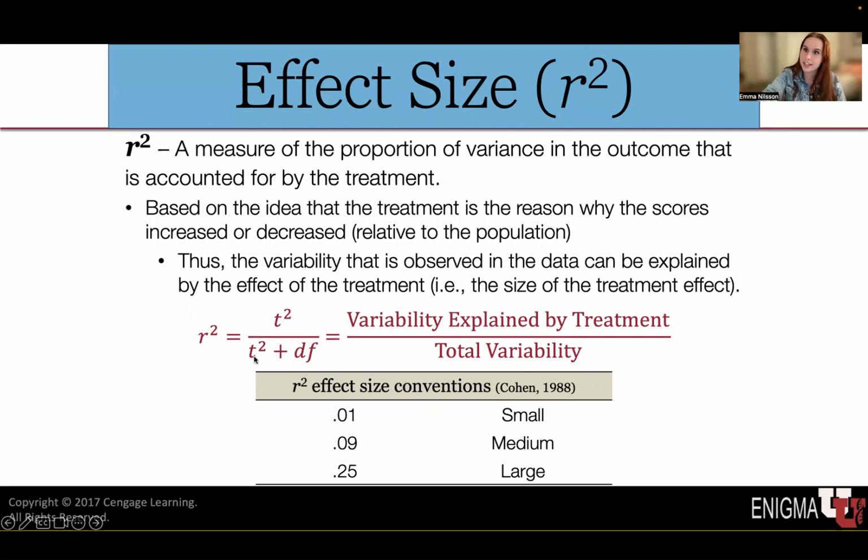The way that we calculate it is with this formula here, our t-value squared over our t-value squared plus our degrees of freedom. And what this really is showing us is we're taking the variability in our sample that is explained by the treatment and comparing it to the total variability of our sample. These are just some size conventions here. When you have 0.01 for your R squared value, that's a small effect size. 0.09 is defined as medium, and then 0.25 or larger is defined as a large effect size.